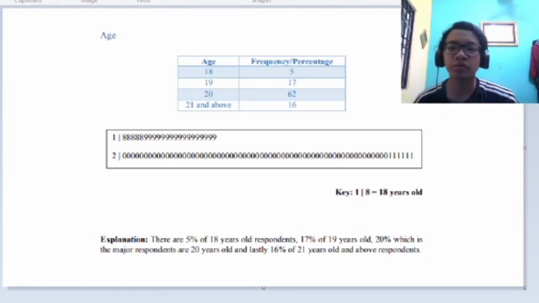So here we have the data for the age. From this data, we want to make the stem and leaf plot. In order to make the stem and leaf plot, we have to identify the leading value. In this case, it's 1 and 2, because we only have data from the 10s and the 20s. And this will become our stem.